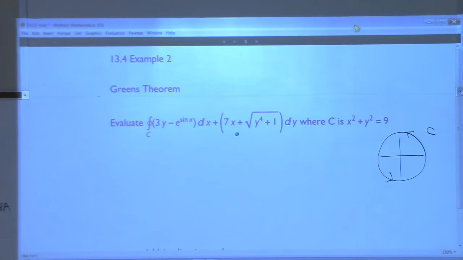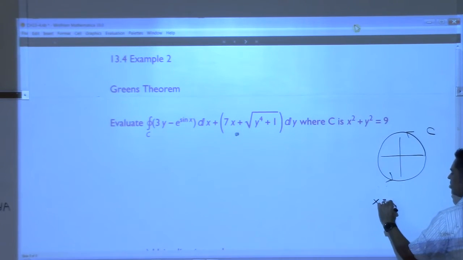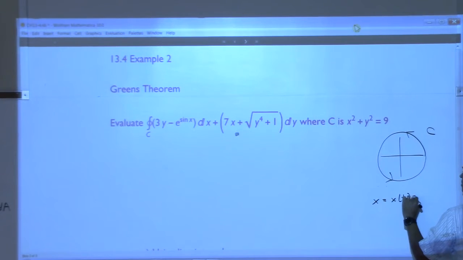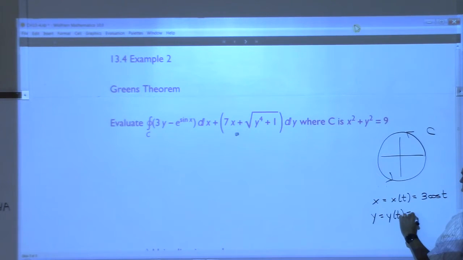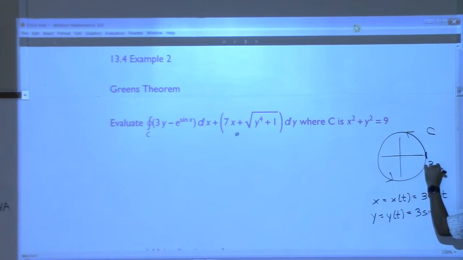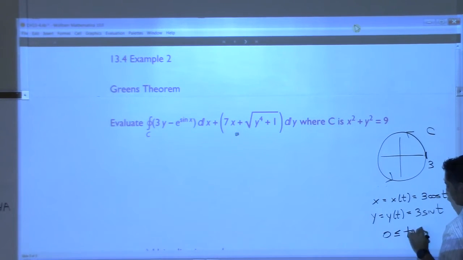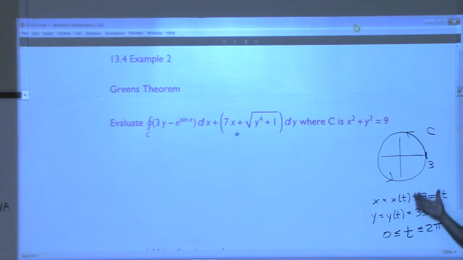then I could go through and set up my parametric equations. x is some function of t. In this case, it would be 3 cosine t, and y here would be 3 sine t. The 3 is coming from the radius, right? That's 3. And I know my t goes from 0 to pi. So that part's not too bad.